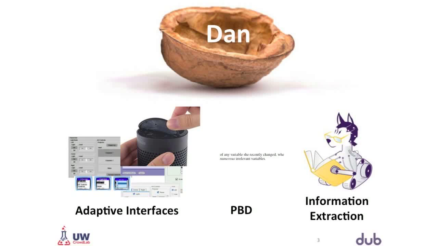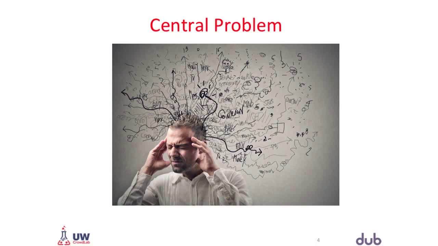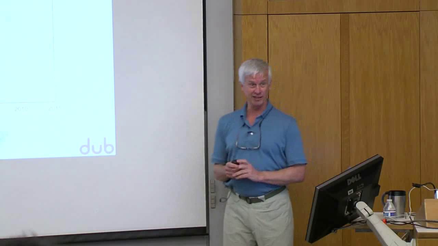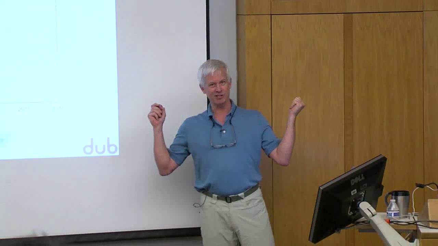So the high-level theme that ties all of this stuff together is trying to make computers easier to use, because I think that this is the central problem, the most important problem that we're all facing, and need to come up with some way of solving it. Fortunately, computer architects have given this to us, right?